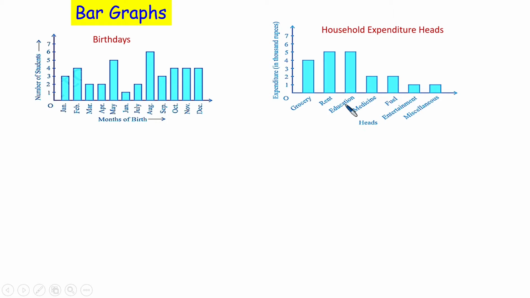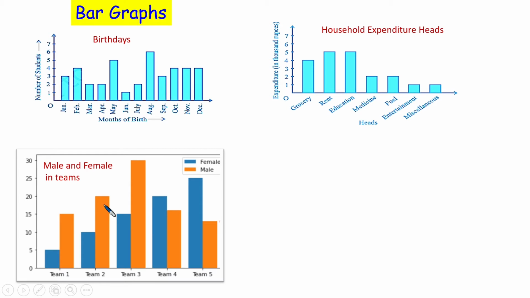And these are the different heads of expenditure: grocery, rent, education on the x-axis, and the y-axis is expenditure. Here it was the number of students, this is a frequency. You can have a bar chart with male and female students. So here you can put this, which is called a multiple bar chart. This is for female, this is for male. So suppose you have team 1, team 2, team 3. So what is the distribution? You can make out the distribution of male and female from this bar chart.